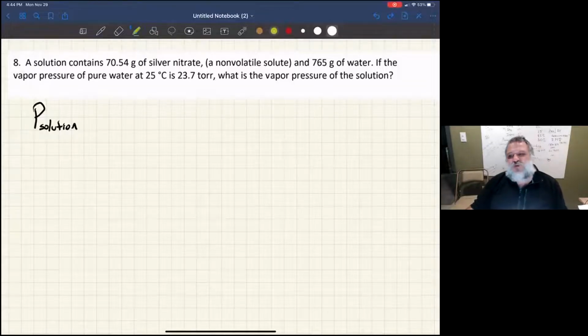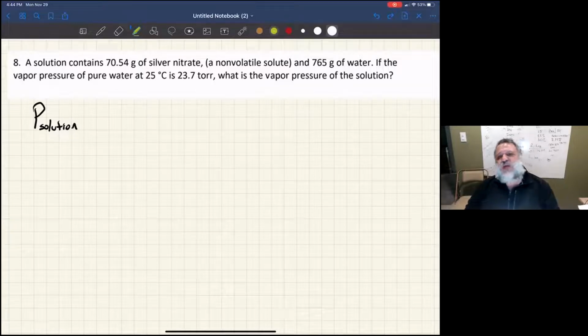Okay, here's a pretty straightforward problem. It's asking you to calculate the vapor pressure of a solution that you make by putting in a non-volatile solute. Now, there are some conceptual hurdles that we'll have to jump over when we get to them, but let's go ahead and move through it.